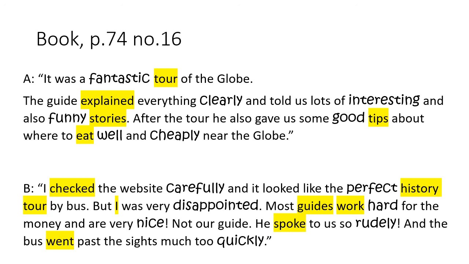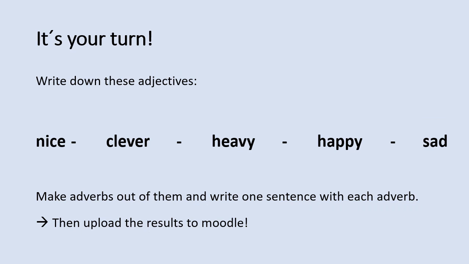You did it! Now it's your turn. Pause the video and write down these 5 adjectives. Nice, clever, heavy, happy and sad. Make adverbs out of them and write 1 sentence with each adverb. Then upload the results to Moodle.